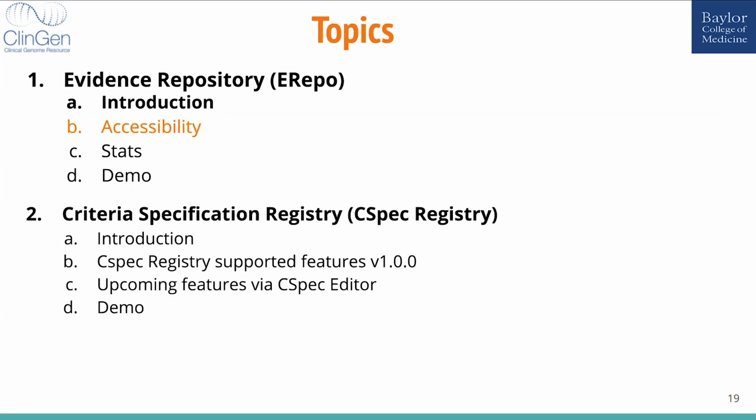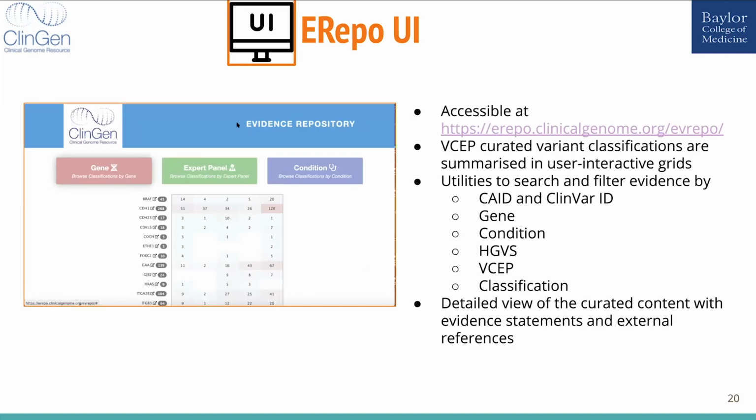So accessibility, talking about where you can access E-Repo. Most of the users will be interested in accessing the browser interface, so the user interface. It's accessible at erepo.clinicalgenome.org/e-repo. We'll go there when I do a demo and look at that in detail. So on the left-hand side, you see the entry page here. That's what the user sees as long as you go to an entry page.